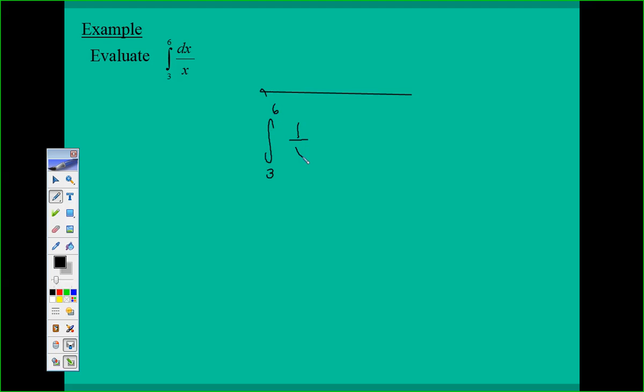So I'm going to rewrite it as 1 over x dx. Now we know the antiderivative of 1 over x is the natural log of the absolute value of x, and we're going to evaluate that from 3 to 6. So we would have the natural log of 6 minus the natural log of 3 using the fundamental theorem. And if we wanted to rewrite this as the natural log of 6 divided by 3, that would be using properties of logarithms.